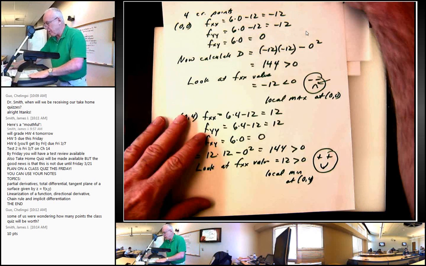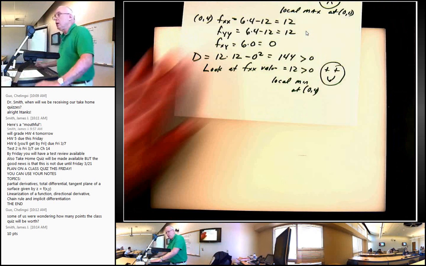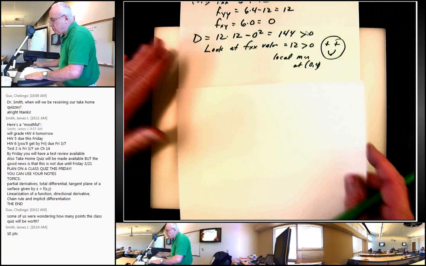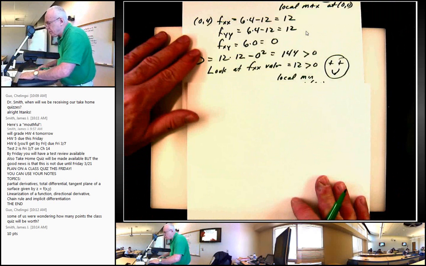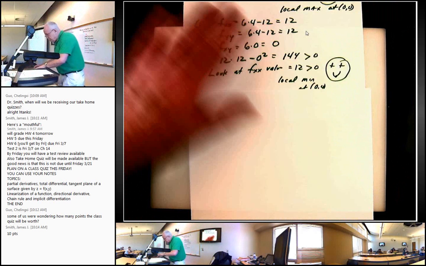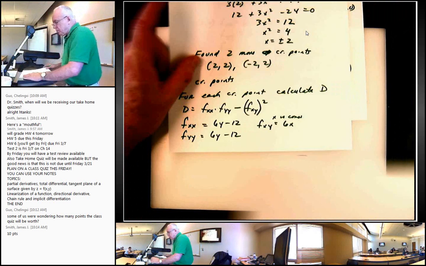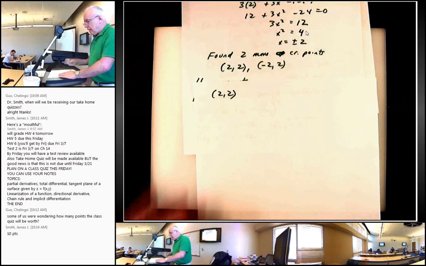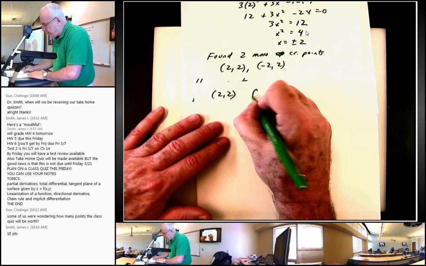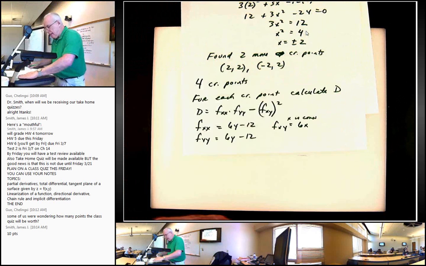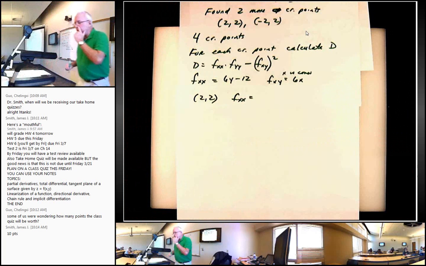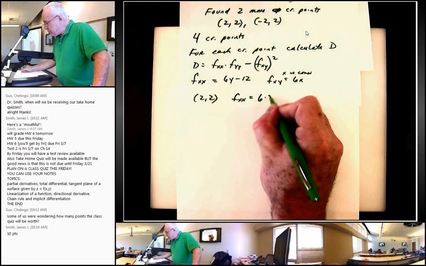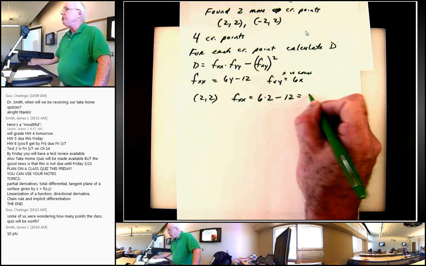Okay, we shall make it through this problem. Two more critical points. The other two critical points were 2, 2. Let's look at 2, 2. All right? And so let's again look at the fxx value. This time we're plugging in 2 for y. So we have 6 times 2 minus 12, and we get a 0.